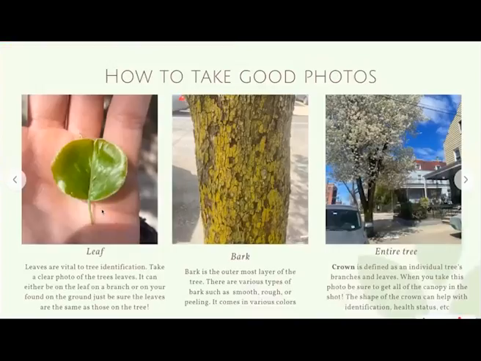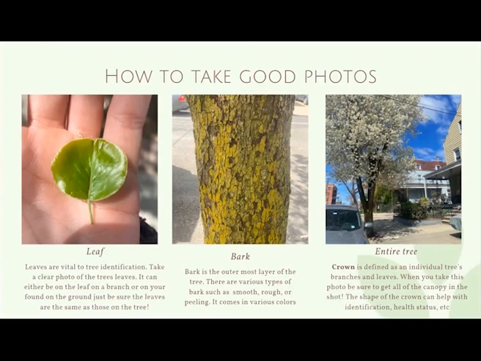And then lastly, we're going to get a good photo of that entire tree. The crown is defined as an individual tree, but we're going to be taking a picture of the crown and the canopy. So you want to make sure that you get the whole radius of the tree, and maybe make sure that you get something in the background, maybe a building or a house or a car or something like that, because we can actually use that as a way to verify measurement.